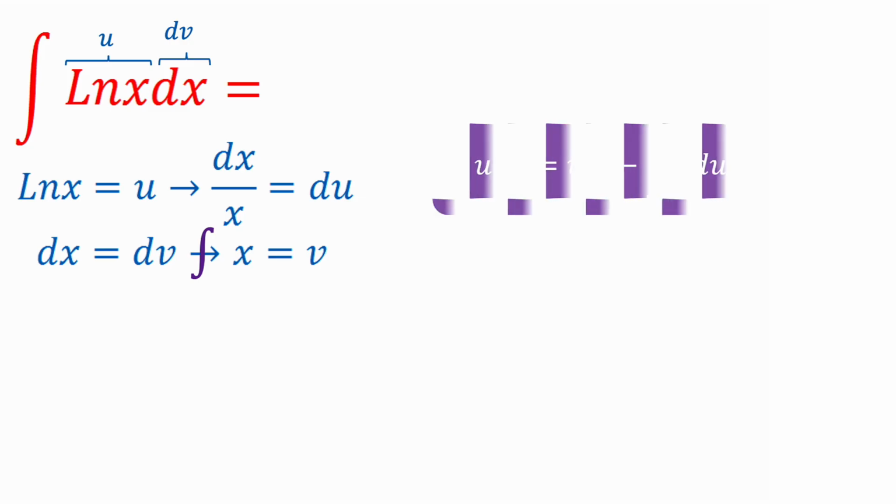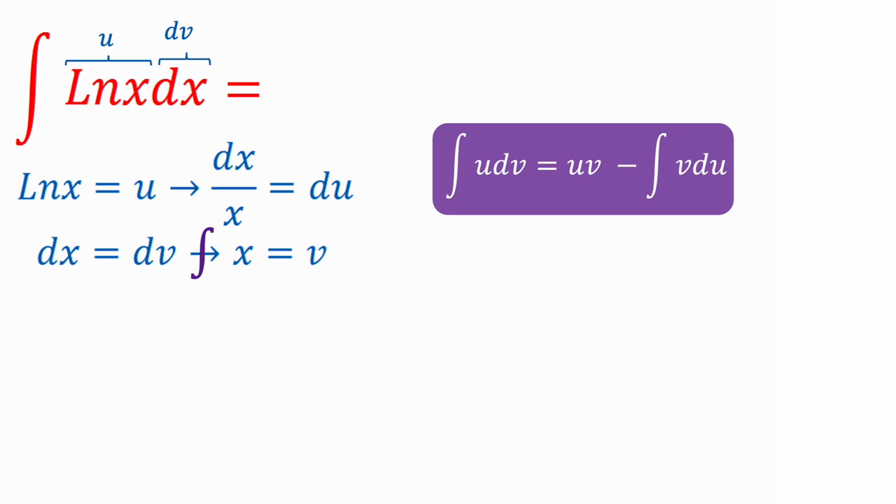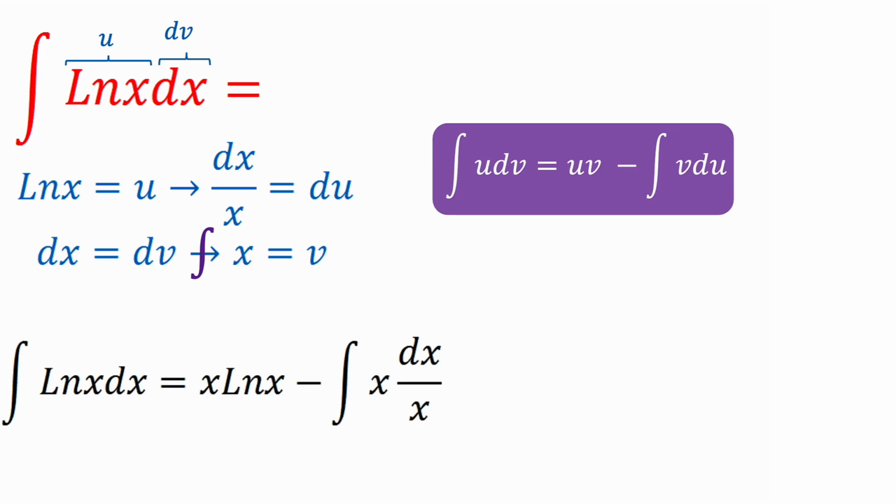Now what do I say next? I'm saying the integral of the natural logarithm of x dx is equal to u times v. That is x times the natural logarithm of x minus the integral of v times du. And v was x. What was du?